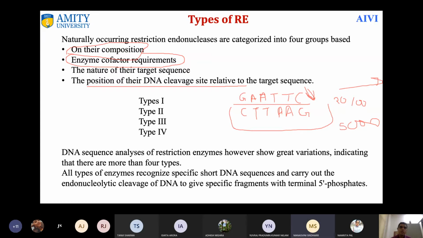My question is, I mentioned that we are characterizing the restriction endonucleases on the basis of first, their composition. It's well understood, different compositions may be there, you call them different ones. Cofactor requirement may be different, nature of the target sequence may be different, but this fourth one, position. If this is the restriction recognition site, then your restriction enzyme is not producing a cut here. It is producing a cut very far, 1000 base pairs away from it. When it is not producing a cut at its recognition site, still we are calling it a restriction enzyme. Why?